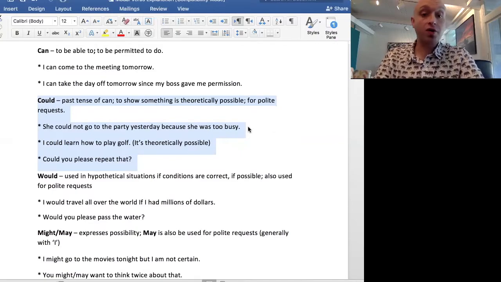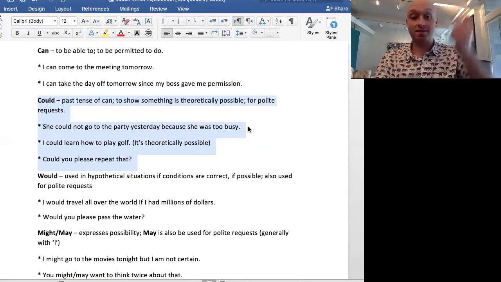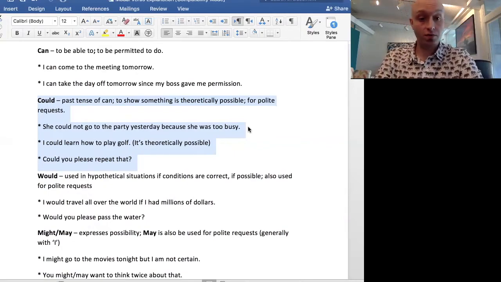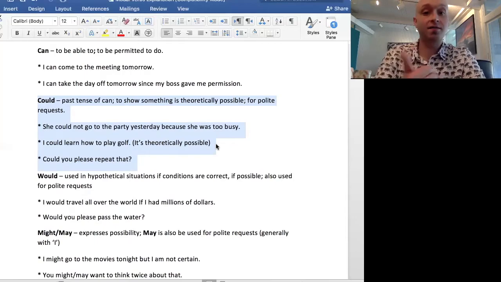She could not go to the party yesterday because she was too busy. Okay, it's just past tense. She could not go. Next, I could learn how to play golf. It's theoretically possible. Maybe I could get lessons and go to the driving range, practice and train, and theoretically, I could learn how to play golf. Polite request, could you please repeat that? Okay, so those are the definitions and examples of could.